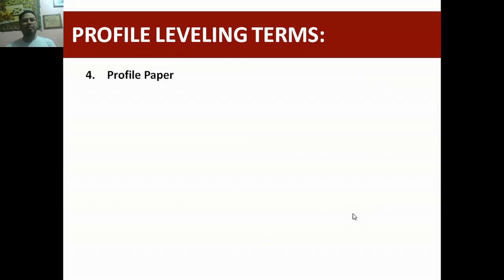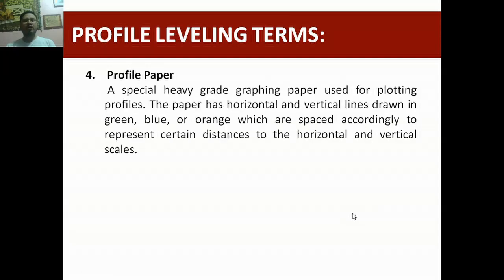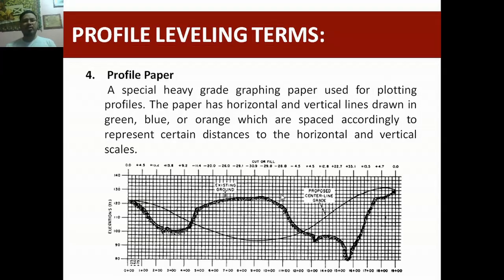Next is the profile paper. It is very important nga ma-plot nato ang atoang profile sa usa ka paper. So usually dinhi sa atoa ang ginagamit cross-sectional paper or graphing paper. So sama aning illustration dinhi. So naa siyay graphing paper. As you can see, iyang gi-depict ang ground surface. As you can see here, we have a ravine. So dili siya full station pero na-plot gihapon siya kay pag-survey ani, for sure, gikuhaan ni siya og reading.